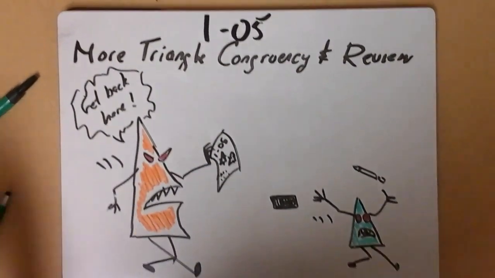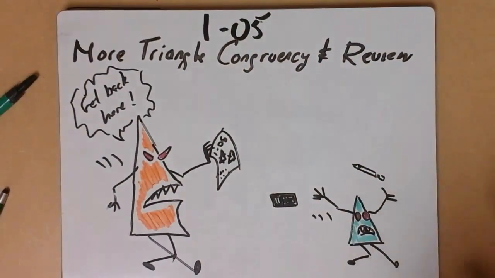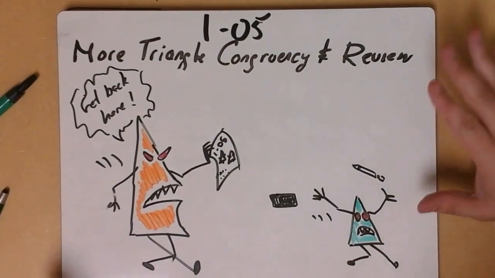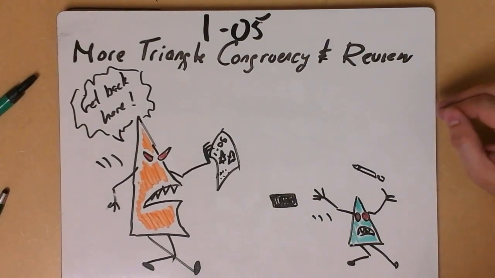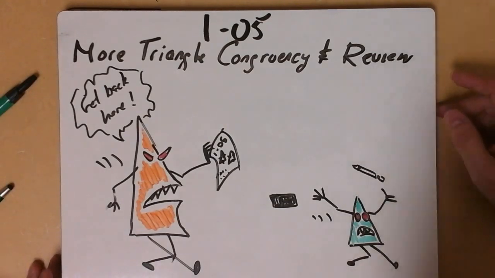Hey guys, okay, we're going to do the video for 1-05, more triangle congruency and review. I skipped 1-03 because this is where we really want you. So if you are having trouble on 1-03, you could watch this video.